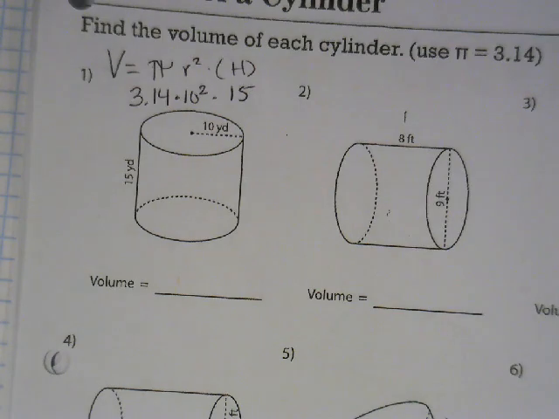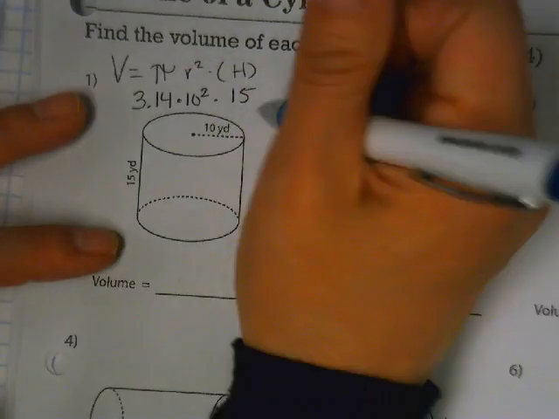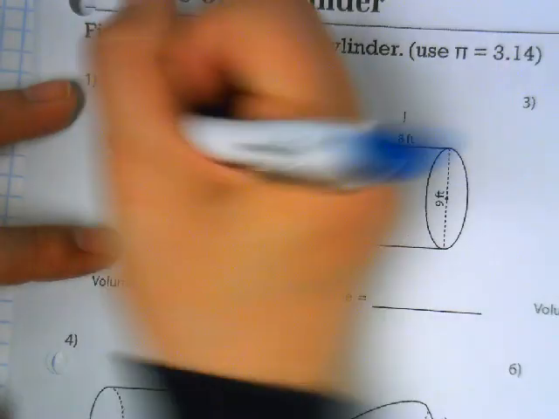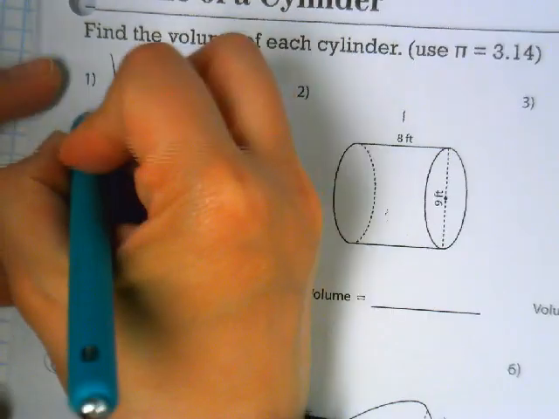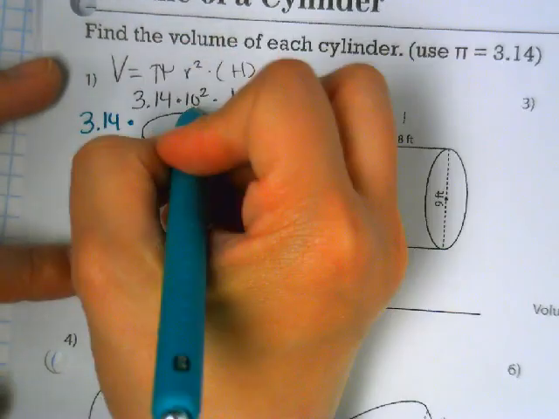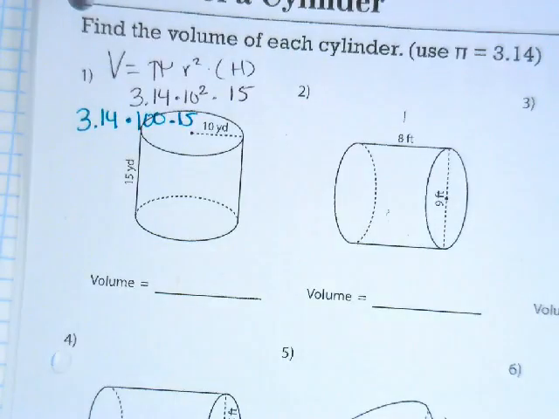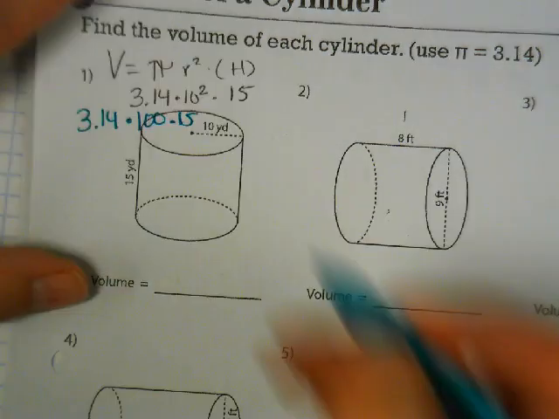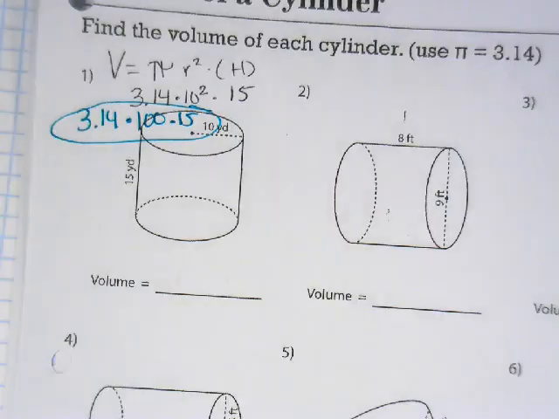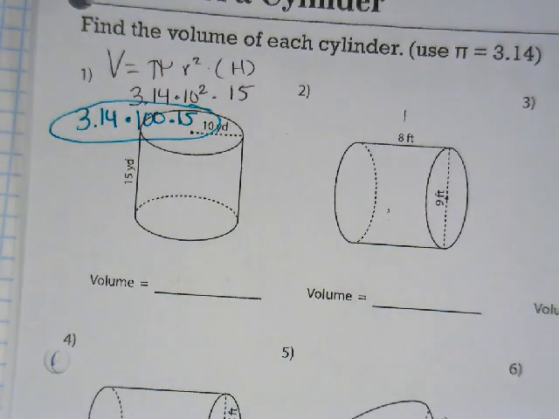Okay. What's the first thing I plug into my calculator? 10 times 10. The 10 squared. Now, some of you don't need a calculator for that. You know it. So then you can just plug in everything. You're going to do 3.14 times, what's 10 times 10? 100. We just did it. 100 times 15. Now you plug in everything into your calculator. All of this into the good old-fashioned calculator.